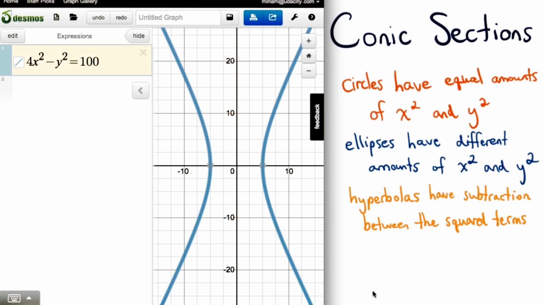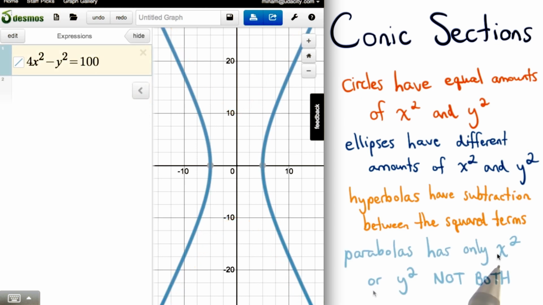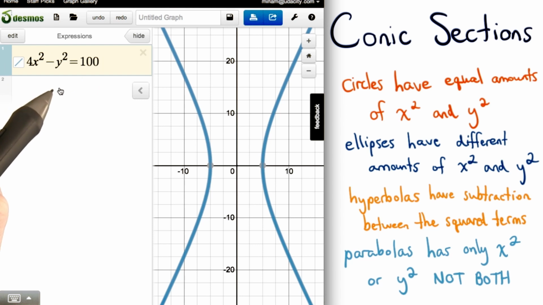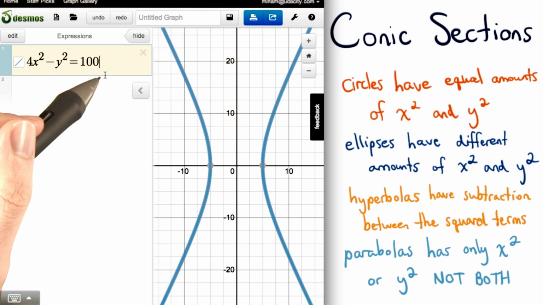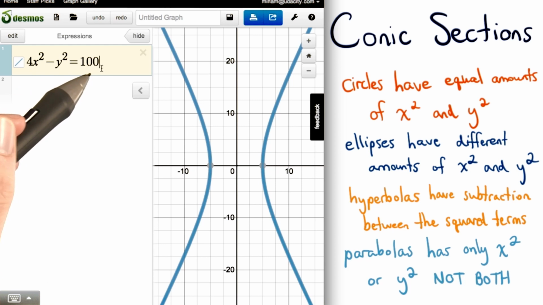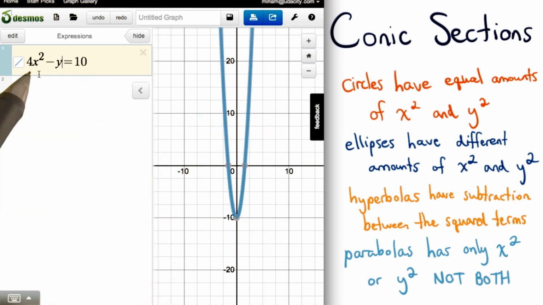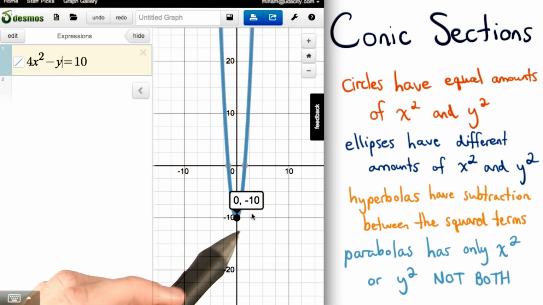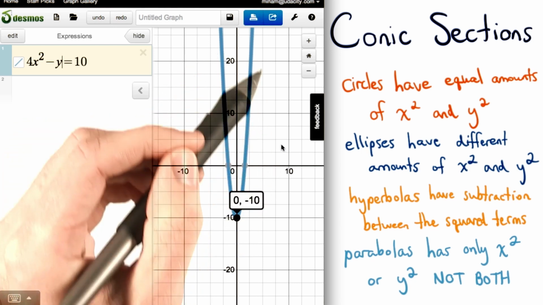Now, there's one more conic to look at, the parabola. A parabola has x squared or y squared, but it doesn't have both. So in order to change this hyperbola into a parabola, let's change y squared into just y. Now, I'm also going to change the value of 100 to 10, so that way we can see the graph on here. And notice, when we change y squared to y, we get a parabola. The vertex is at (0, -10), and the parabola opens upward.